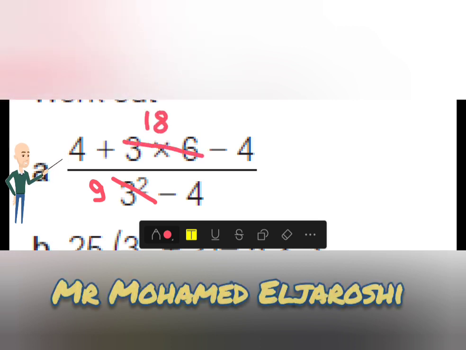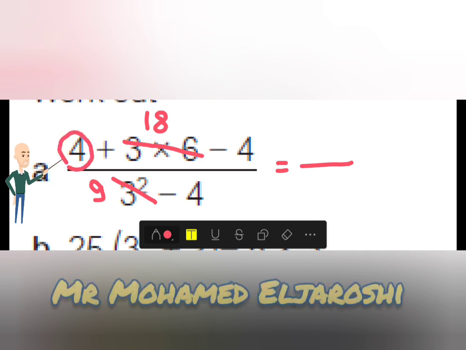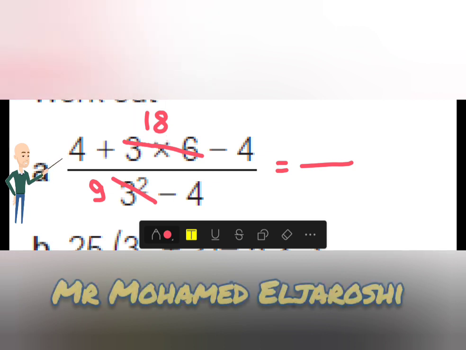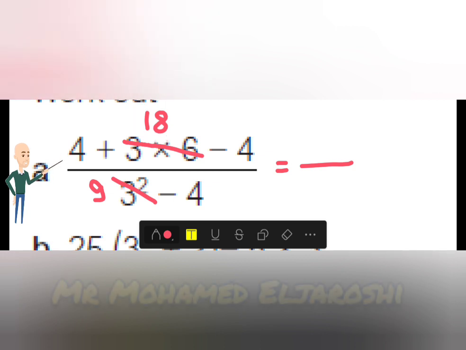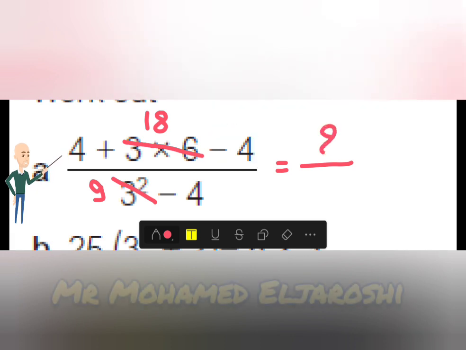Now all of them, the ones on top and the ones on bottom, are addition and subtraction. And I have division between them. So I will finish what's on top and write it here, and then I'll finish the one on bottom and write it here, okay? Now, the one on top, I have 4 plus 18 equals what? Very good. It's 22. And then minus 4 equals what? Good job. It's 18 again.